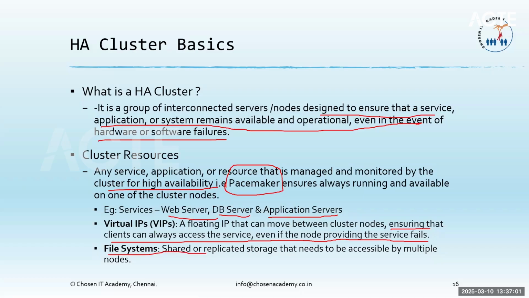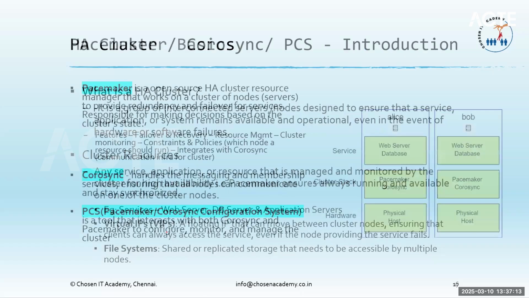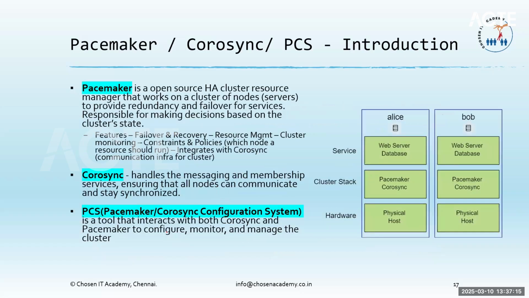File system is where we can configure the file system on the shared disk that we have, and we can also have that as a service available for the cluster. So these are the things. Few more things that we would be discussing. One is Pacemaker, second one is Corosync, and third one is PCS. These are the tools that we would have to work with to set up a HA cluster.